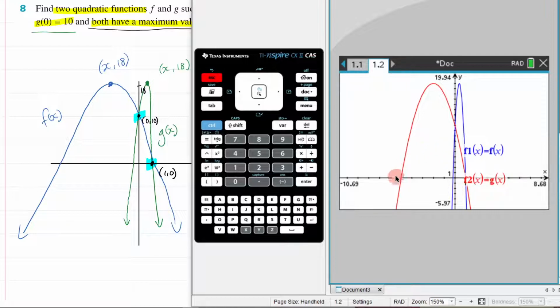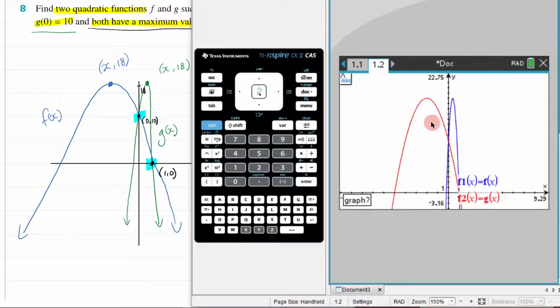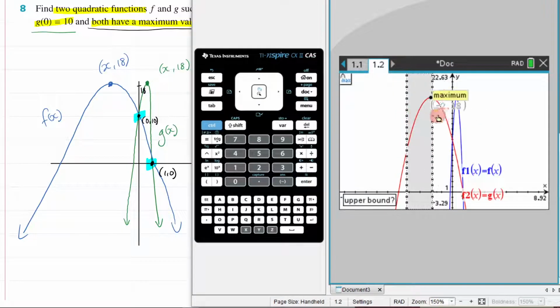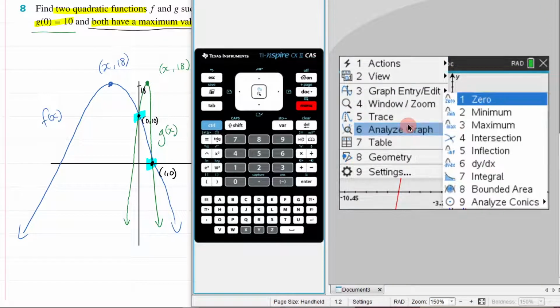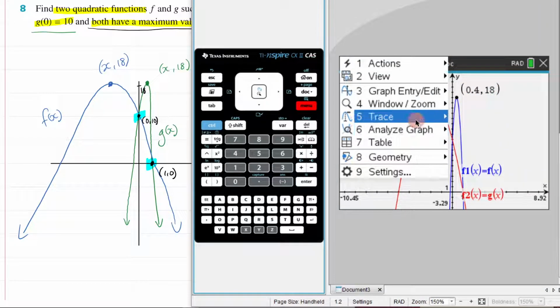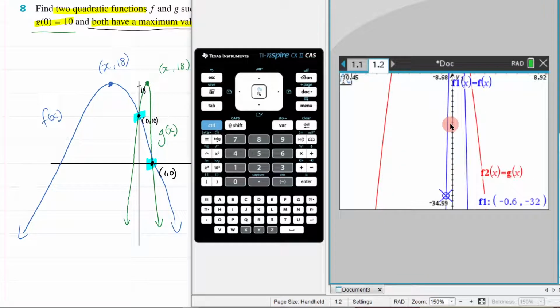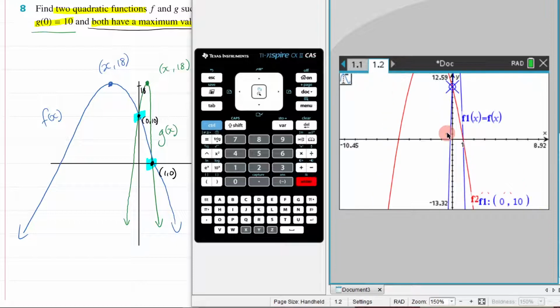Would you look at that? That and that look like what we've got here. And sure enough, if we were to find the maximum of that red one, it's going to be 18. Analyze, if I found the maximum of my blue one, once again, the maximum is 18. If I was to try to find the Y-intercept, I would come here and type in x is 0, which would give me the Y-intercept. So when x is 0, I get 0, 10.